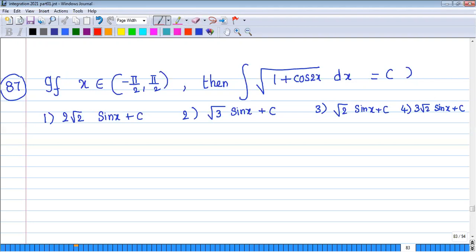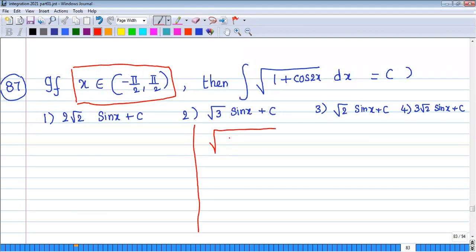Here this is very important. This condition is. See, let us find out the root of 1 plus cos 2x.